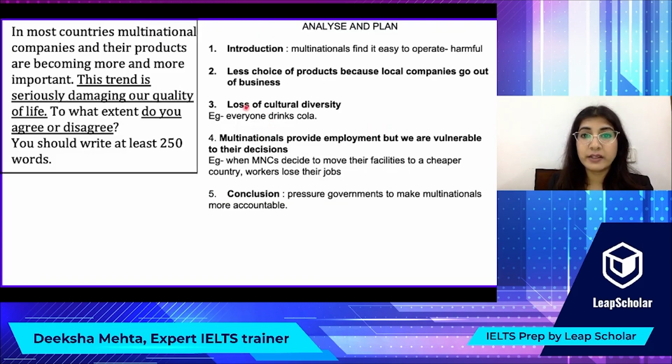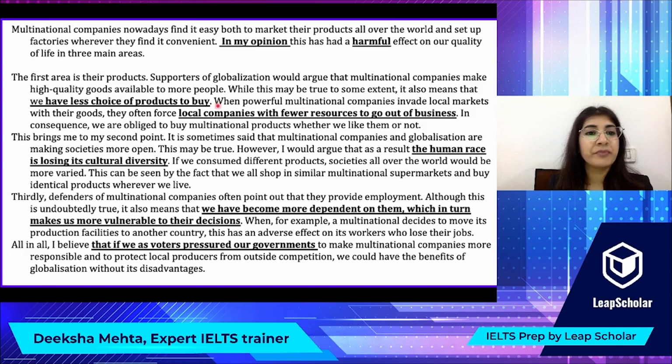Let's look at the third point, loss of cultural diversity. This brings me to my second point. It is sometimes said that multinational companies and globalization are making societies more open. This may be true, however, I would argue that as a result, the human race is losing its cultural diversity. If we consumed different products, societies all over the world would be more varied. This can be seen by the fact that we all shop in similar multinational supermarkets, even in different countries, and buy identical products wherever we live. So, you can give an example of Coca Cola.